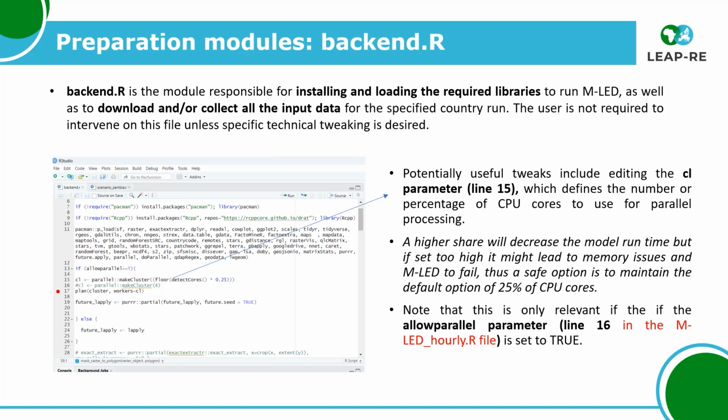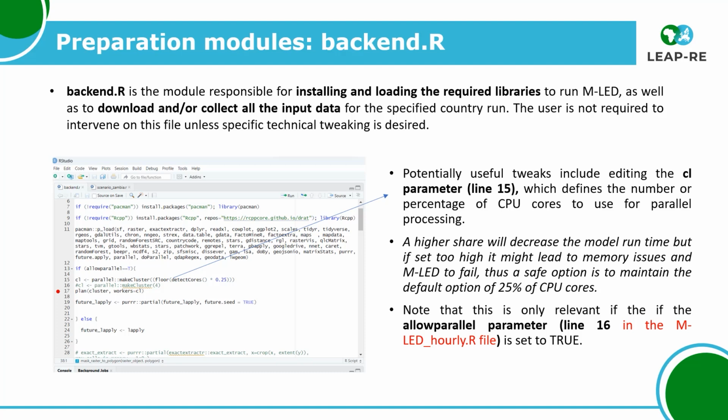A potentially useful tweak for the advanced user could be the CAL parameter in line 15, which defines the percentage of CPU cores to use for parallel processing. This means that R, and MLED, can exploit the fact that computers can carry out many operations in parallel if they are sufficiently powerful, and we can exploit more computational power to perform heavy geospatial operations in parallel. If we are operating on a very powerful machine, we can increase the number or share of clusters used to perform operations.